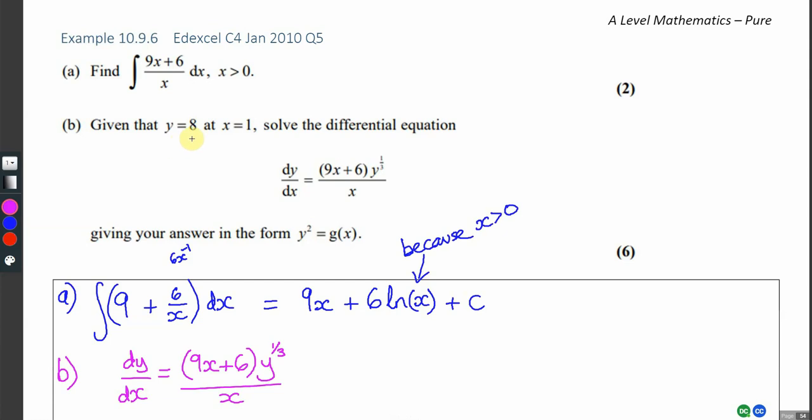Part B, given that y is 8 at x equals 1, solve this differential equation. Take a look at it. On the right hand side we've got a mixture of x's and y's. Also on the right hand side we see some familiarity from part A: 9x plus 6 divided by x. Again, so there must be a link here. We can use what we did in part A.